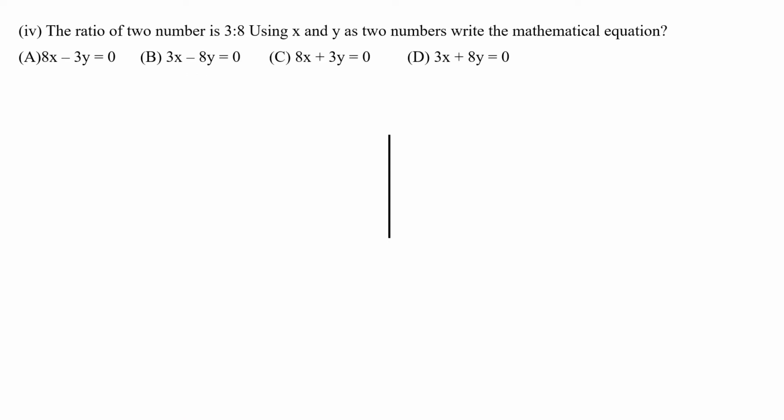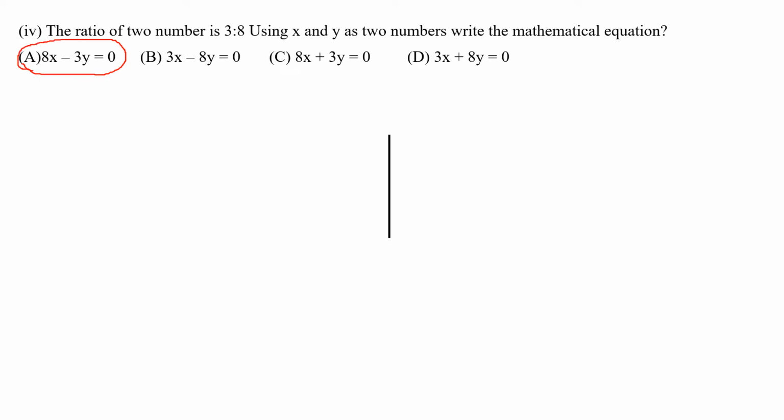Moving to the next one. Fourth one: the ratio of two numbers is 3:8. Using x and y as the two numbers, write the mathematical equation. That means you have to use x and y as variables and form the equation. If you take one number as x and the other as y, then x upon y becomes 3 upon 8. If you cross multiply, it becomes 8x equals 3y. If you bring 3y to the left-hand side, you get 8x minus 3y equals 0. So circle option A as your answer.